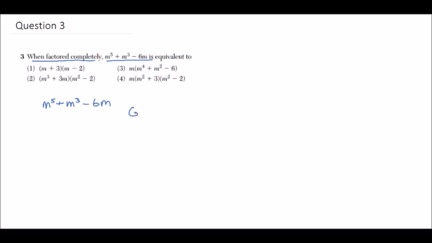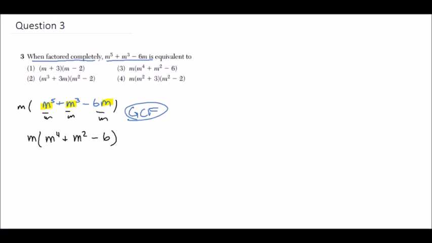And remember, the first thing we do is GCF factor if possible, and we can definitely take out an m out of all of these. So divide everything out by m and move that m to the outside. We're left with m times m to the fourth plus m squared minus 6.